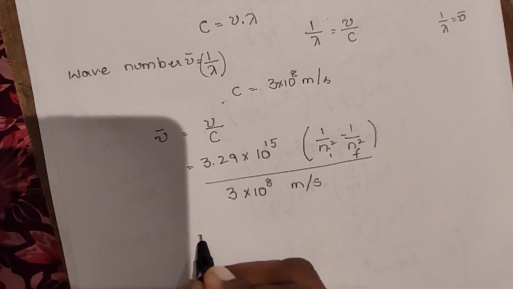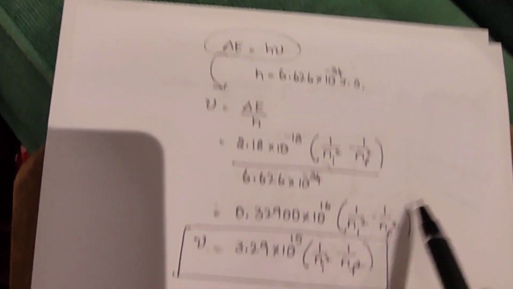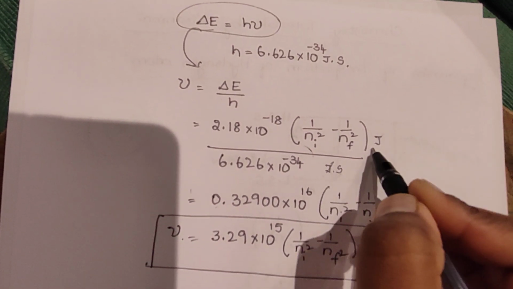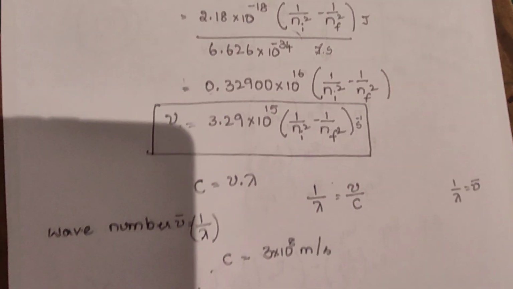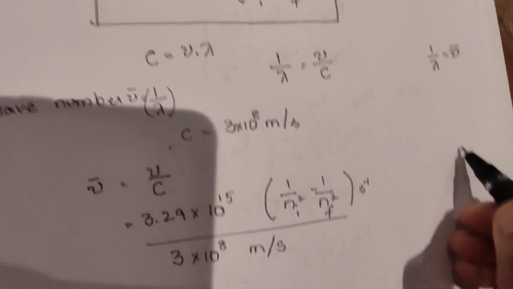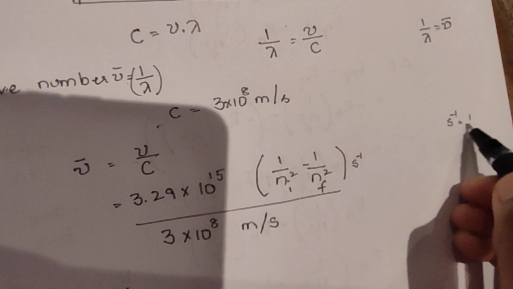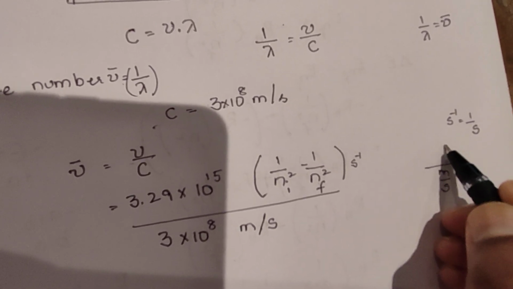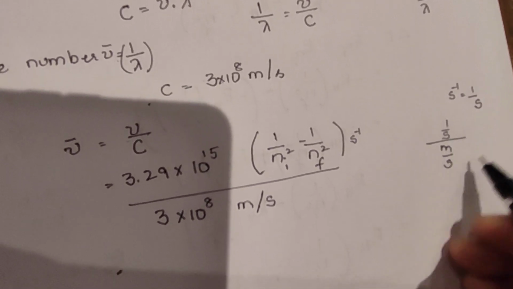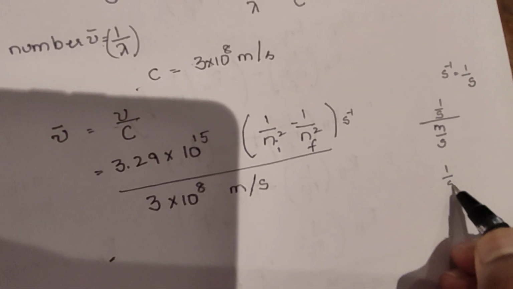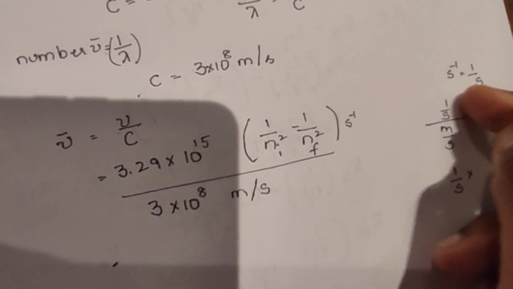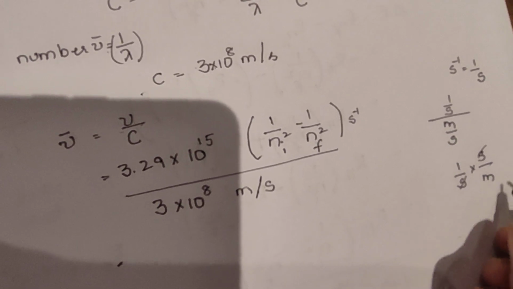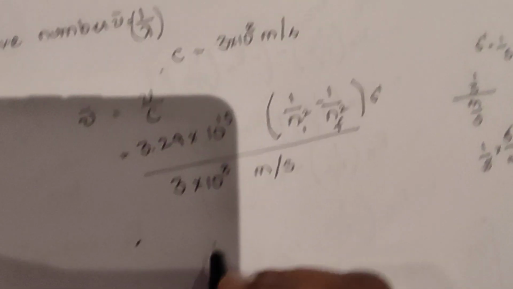So here the value is in joules and this is joules second. Joule gets cancelled, this is second inverse. So here second inverse is nothing but 1 by second, meters per second by 1 by second. Here we can write it as 1 by second into, this one will get reciprocal, second by meter, cancel. So the units will be per meter.